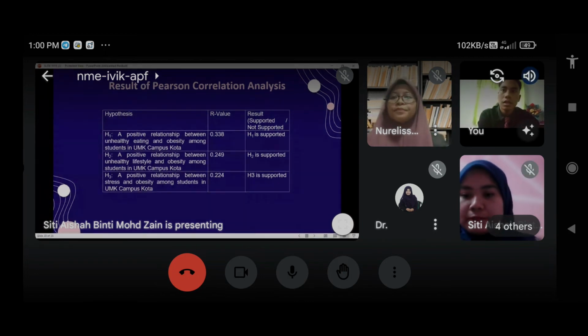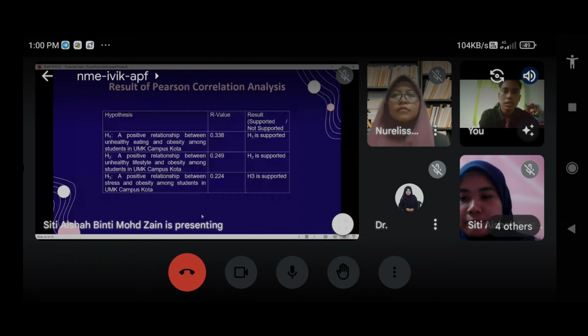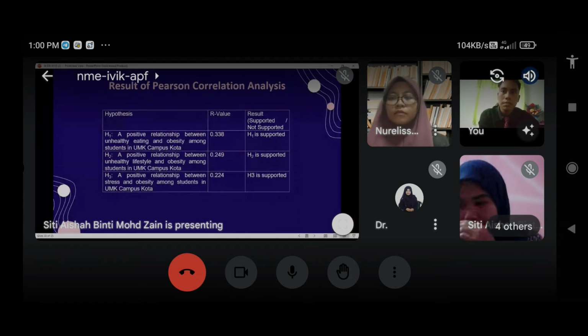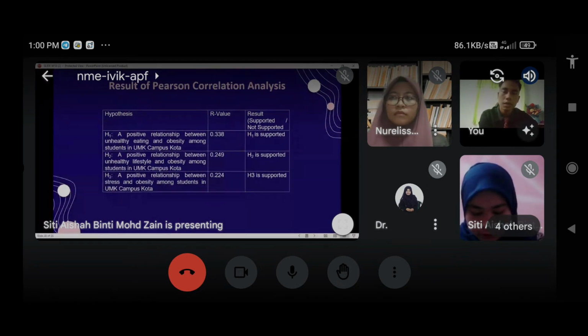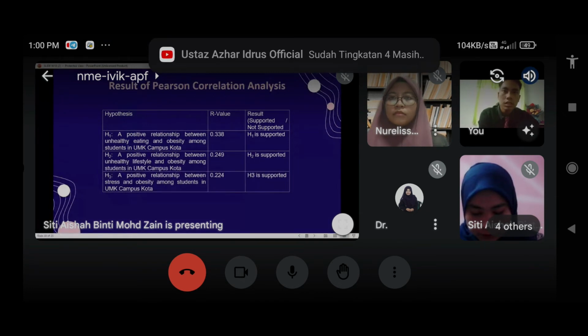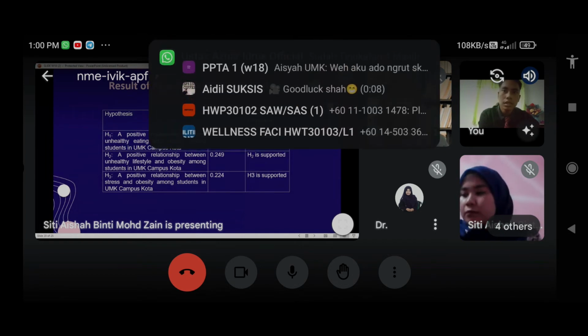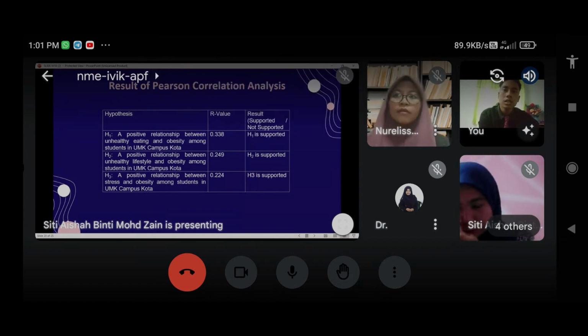Next, result of Pearson correlation analysis. According to the table, the results show the relationship between unhealthy eating and obesity among students in UMK campus. According to the result, there is a positive relationship between unhealthy eating and obesity among students in UMK campus, with Pearson correlation R 0.338. The result shows hypothesis 1 is supported.